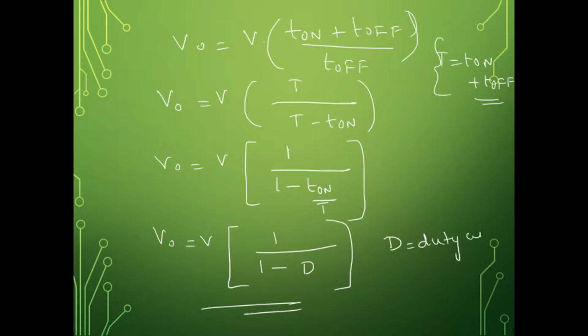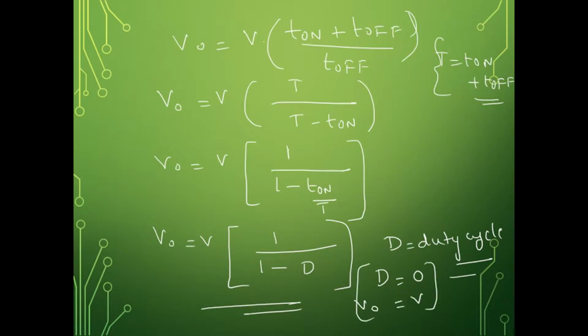So you can see that whenever we vary the duty cycle, we will get an output voltage V naught which is variable. Remember that when the duty cycle varies from 0 to 1, the output voltage will vary from V to infinity. For example, if we take duty cycle D equal to 0, then 1 minus 0 is 1, so V naught is equal to V.